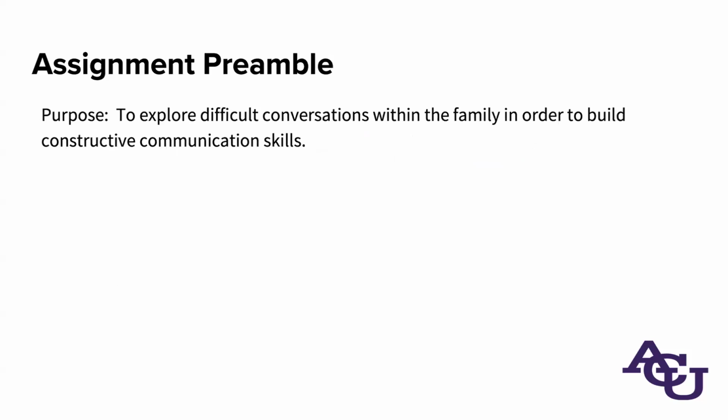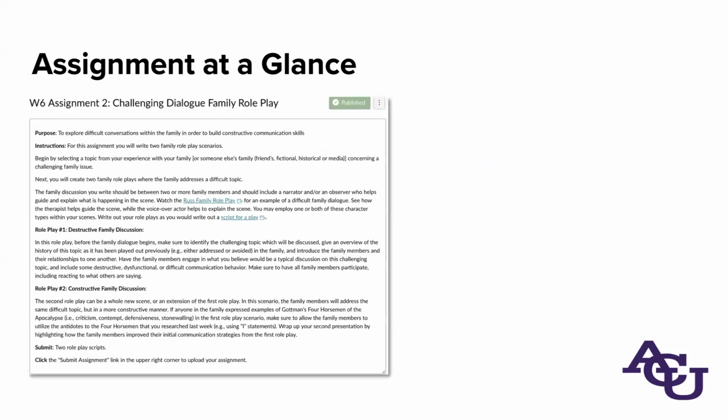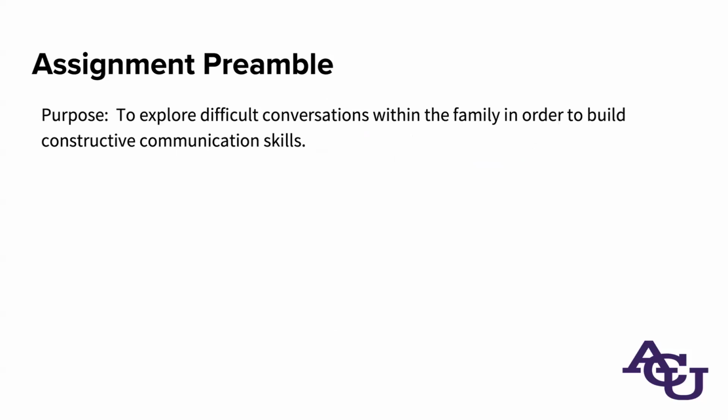So first, we have this preamble of sorts, this purpose statement, that first line that says, this is intended to help you as the writer to explore difficult conversations that might happen within a family in order to work on building your own constructive communication skills. If in the moment, one of the challenges is making a decision in a timely fashion about what to say and what not to say, this assignment is giving you a chance to plan out your response and plan out how you think other people would react in turn.